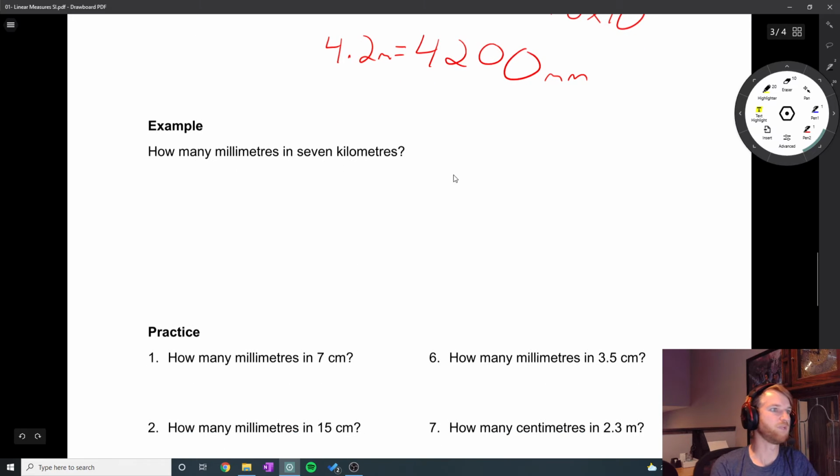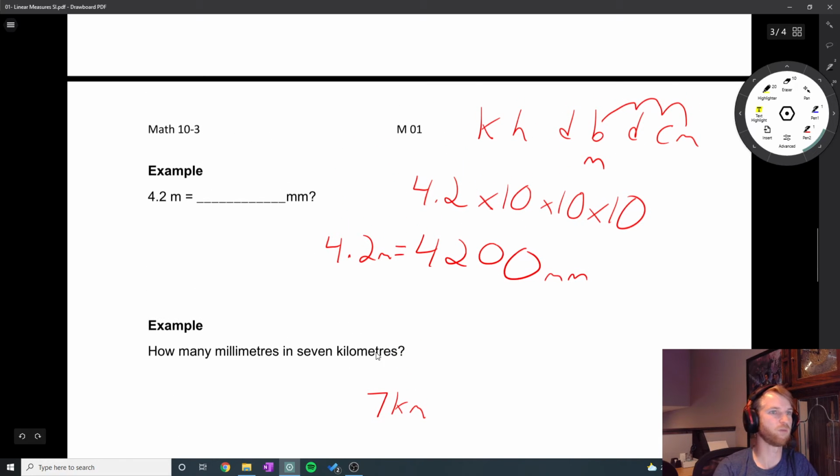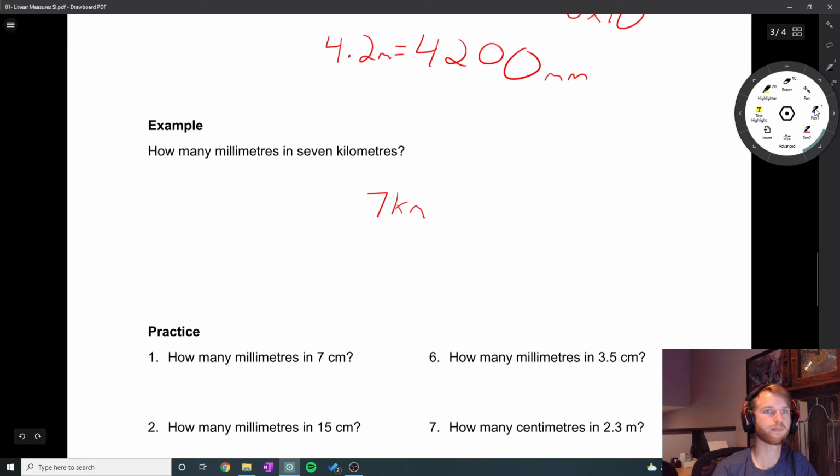How many millimeters in 7 kilometers? Okay, so we're starting off with 7 kilometers. And if we're going from kilometers, now use a different color here. I'm just going to write this out again. You can be looking at your formula sheet for your staircase if you want.